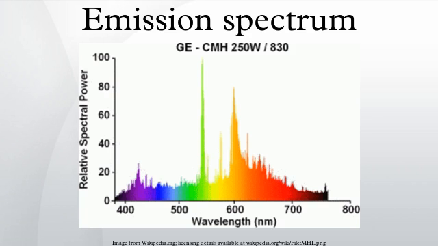The emission spectrum of a chemical element or chemical compound is the spectrum of frequencies of electromagnetic radiation emitted due to an atom or molecule making a transition from a high-energy state to a lower-energy state. The energy of the emitted photon is equal to the energy difference between the two states.